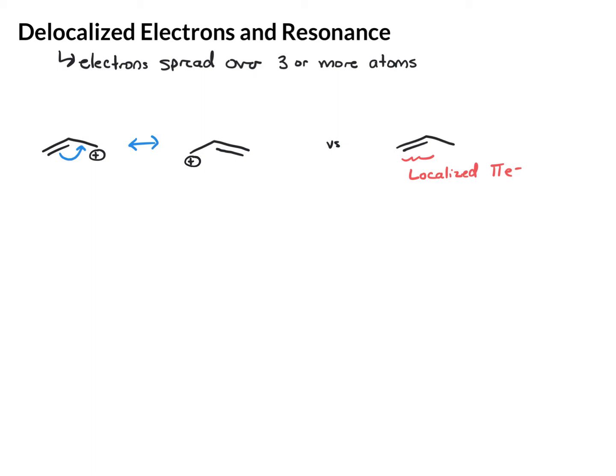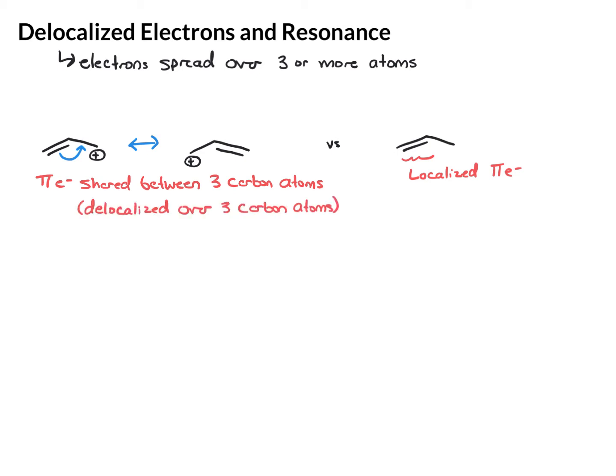Here, the pi electrons are shared between 3 carbon atoms. Or another way of saying that, the pi electrons are delocalized over 3 carbon atoms. Just keep in mind, though, that neither of these two resonance structures actually exist. These are not individual distinct structures. They help us in our understanding, but really there's one true structure that is a resonance hybrid.